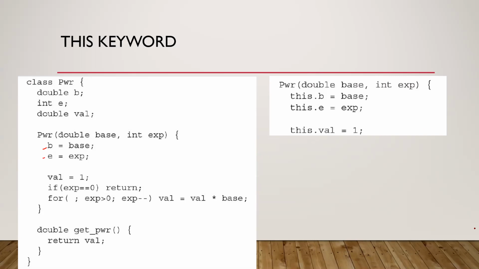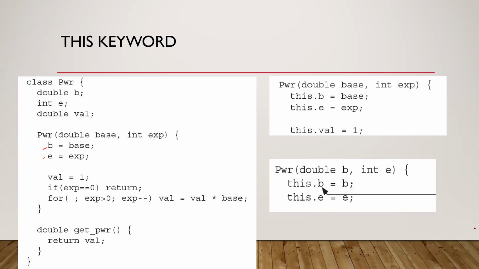So here this means the current instance on which you are working. Is it clear? Now your question can be: is it required over here? Generally you don't do it like this, but in some cases you use the same variable names in the function parameters as well as in the class. If the class also has variables B and E, and then you have the parameters also as B and E, then in this local scope, if you talk just about B and E, what will happen is that this B and E will be taken as the parameters.